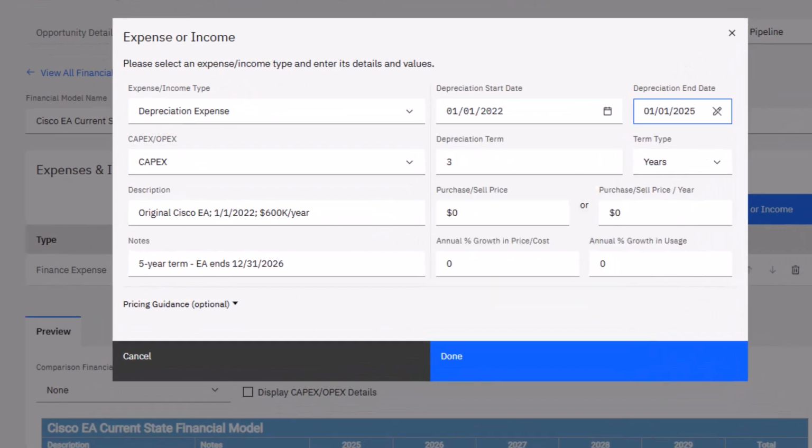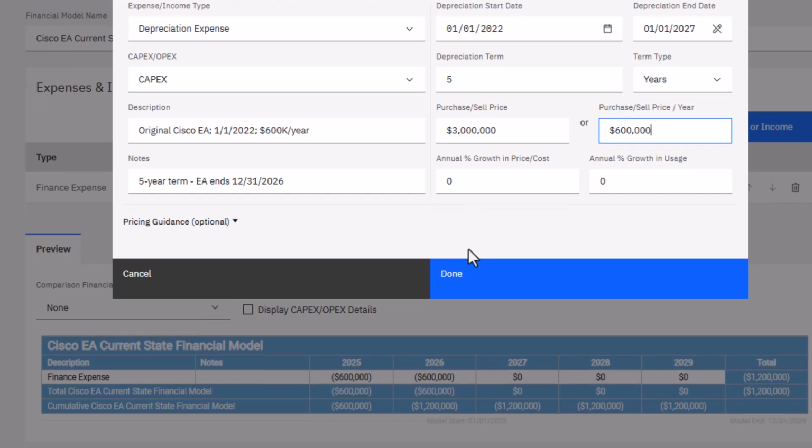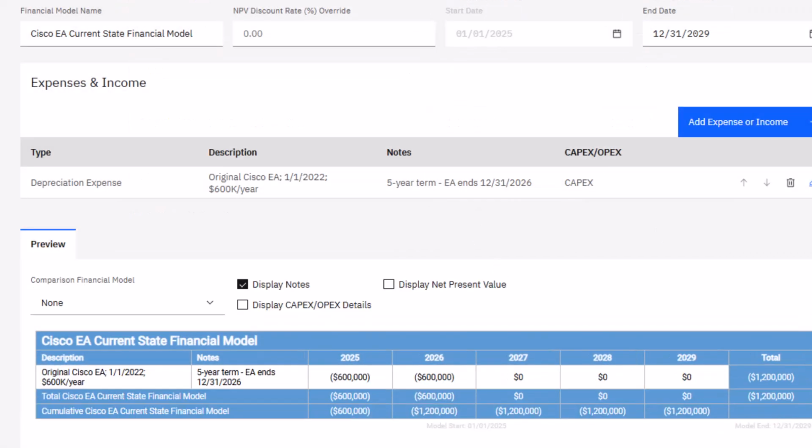So the first thing we're going to add to our model is whatever's remaining on the original EA. So it started on January 1st, 2022, and it was for 5 years. And we're going to assume the total EA price was $3 million, which is $600,000 a year. But remember that we're already 3 years into that term at this point. So there's only 2 years remaining on this, 2025 and 2026. If we look at our financial model, which starts on January 1st, 2025, it correctly shows the remaining 2 years, 2025 and 2026, with $600,000 in each.